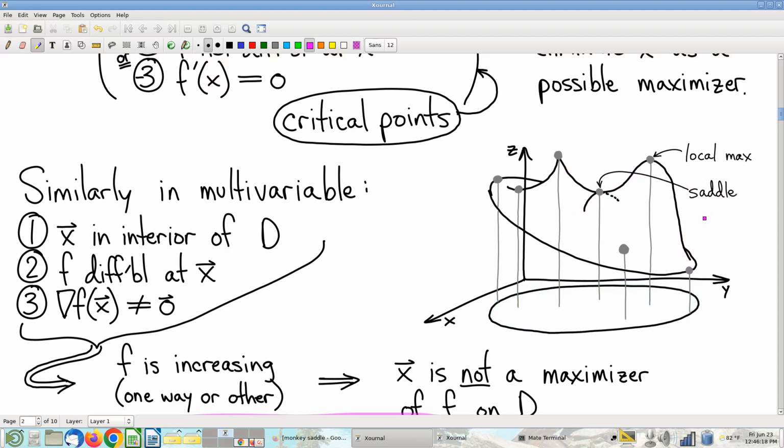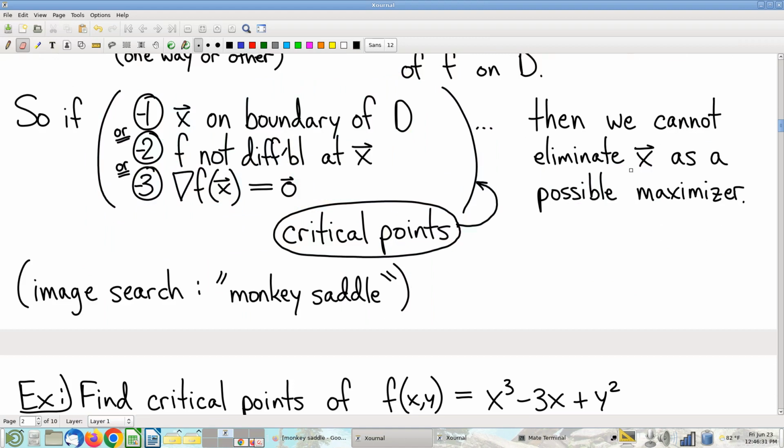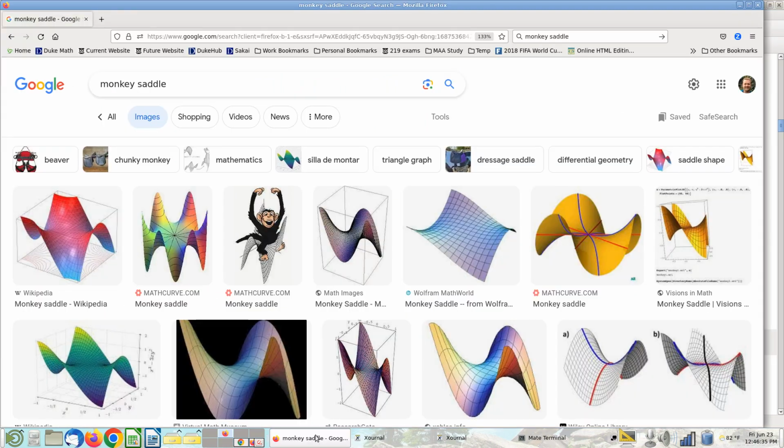Okay, but this is not the only possibility. Maxes and saddles are not the only possibility. There's lots of weird-looking possibilities. And just for fun, you'll notice here I have a suggestion that you should look for something called a monkey saddle. And I've already got that pulled up.